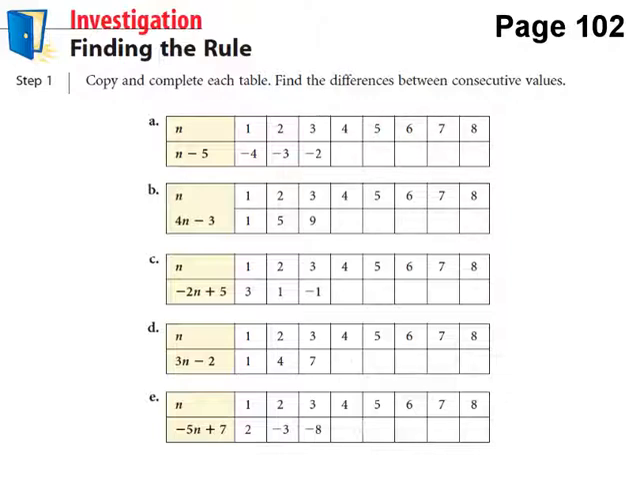5 times negative 5 is negative 25, plus 7 is negative 18. 6 times negative 5 is negative 30, plus 7 is negative 23. 7 times negative 5 is negative 35, plus 7 is negative 28. 8 times negative 5 is negative 40, plus 7 is negative 33. There we go.